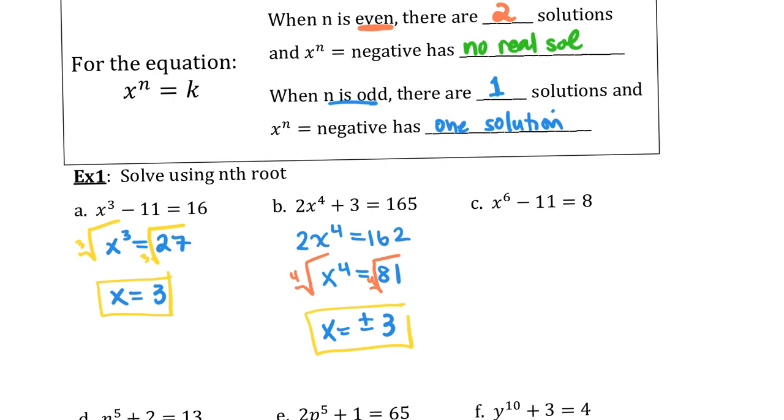Okay, let's try this one. Plus 11, I get x to the 6th equals 19. To cancel the exponent of 6th, I'm going to do a 6th root. Now, should I get 1 answer or 2 answers? I should get 2 because it's a 6th root and 6 is even, a positive and a negative. What's the 6th root of 19? Yeah, I have no idea, some kind of decimal. So I'm going to leave it as plus or minus the 6th root of 19.